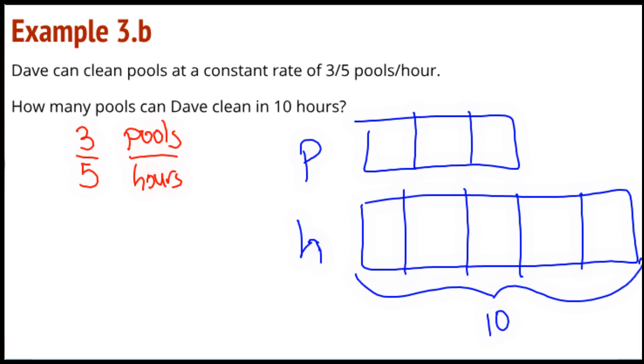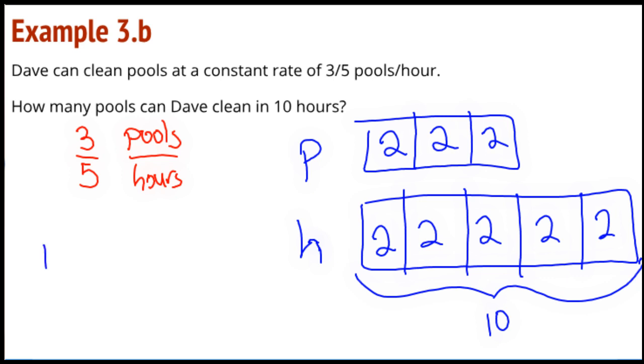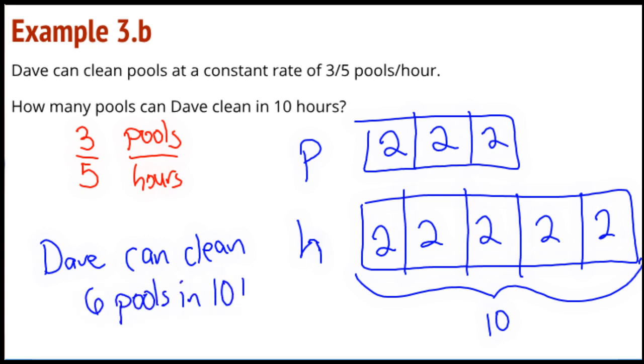And right now you should have light bulbs exploding in your head saying, hey, wait a minute. This looks just like what we did earlier in lessons. So we have this 10, and we can see that it is divided into 5 pieces. And I find out that each one of them is equal to 2. And so each of these is equal to 2. And I find out that the number of pools that he can clean in 10 hours, Dave can clean 6 pools in 10 hours.